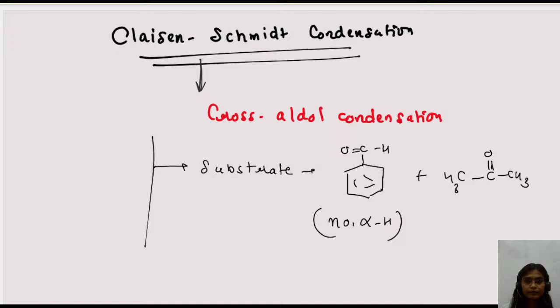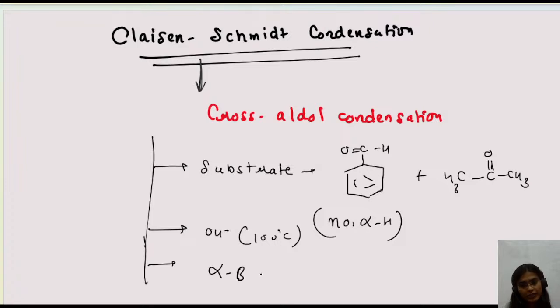So these two things we're using: an aldehyde which does not have any alpha hydrogen, and the substrate. And how about the reagent? You can use any base, OH negative. The temperature is sometimes around 100 degrees Celsius, not very high. And what we are getting in this case is the same product, the alpha beta unsaturated ketone.